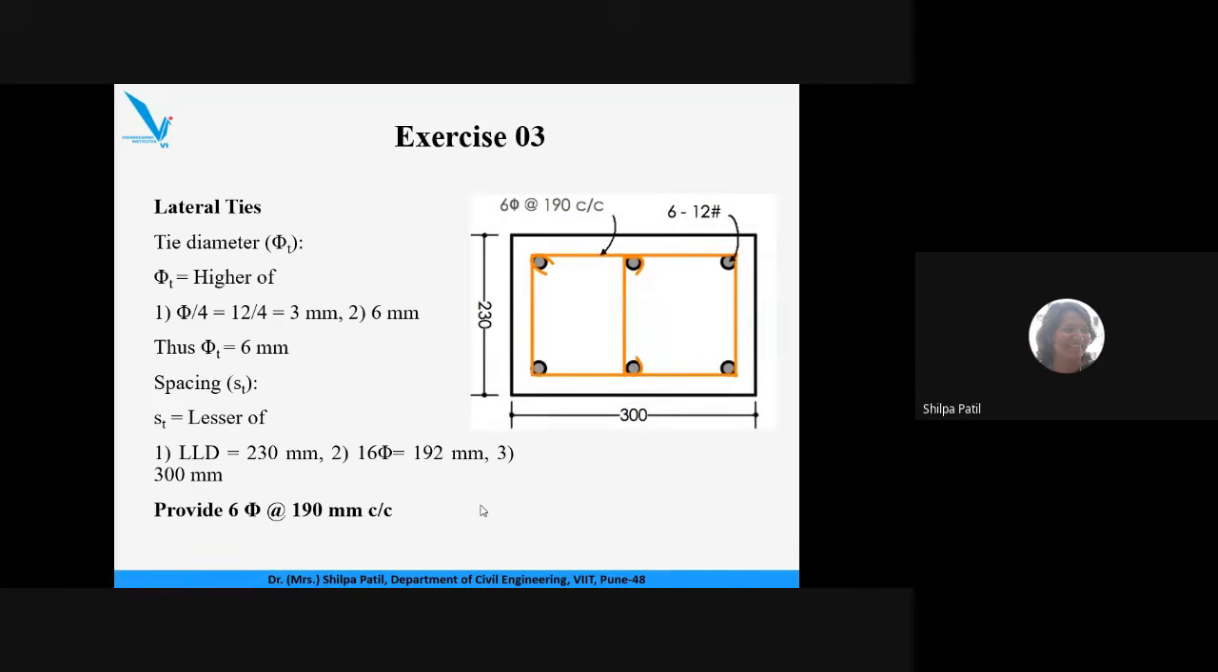So this is the diagram. Okay, 300 by 230. The bars are provided in this fashion, one at each corner and two more here. So 3 on this face, 3 on this face, 2 on this face, 2 on this face. So this is symmetric. And again, this is the lateral tie, how it is provided.